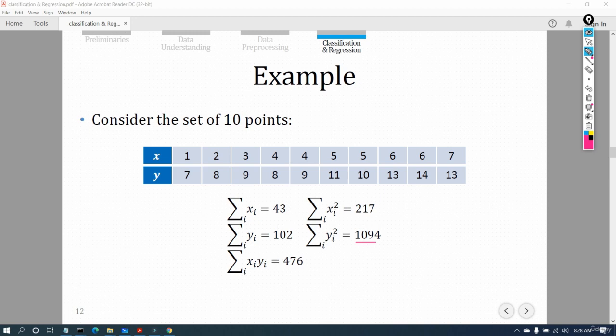Similarly, the next thing is to multiply x and y. So just multiply this thing. 1 multiplied by 7 is 7. 2 multiplied by 8 is 16. And 3 multiplied by 9 is 27, and so on. So just multiply till the last and just add it. Then what you get is this value.